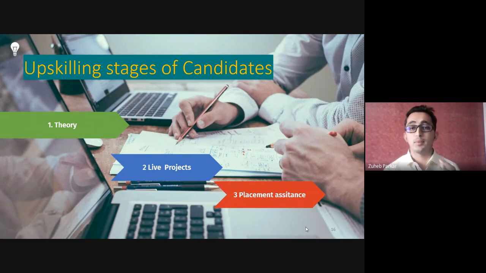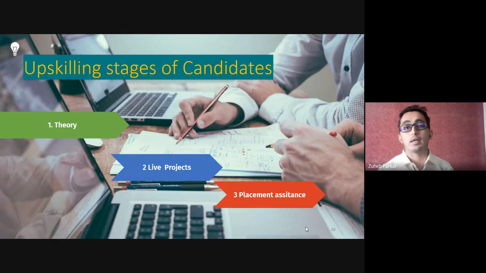Firstly, we will be teaching them theory. There will be more than 240 hours of theory sessions, classroom sessions, focused on the theory aspect of all the technologies. The technologies I will cover in upcoming slides. As much as classroom, they'll be getting lab sessions where they can work practically, and in the lab they'll be performing various assignments and tasks given to them.